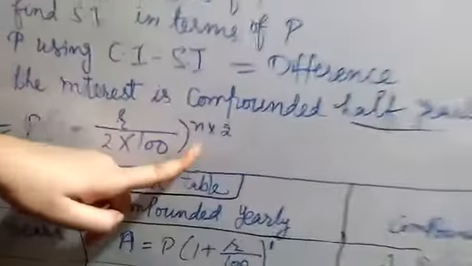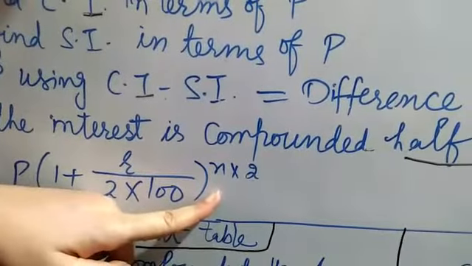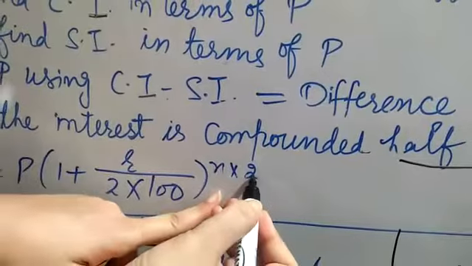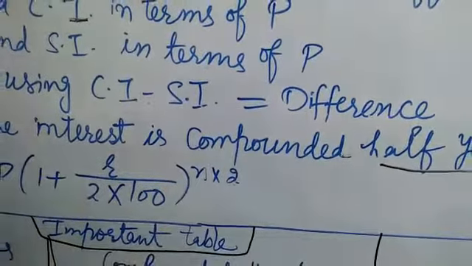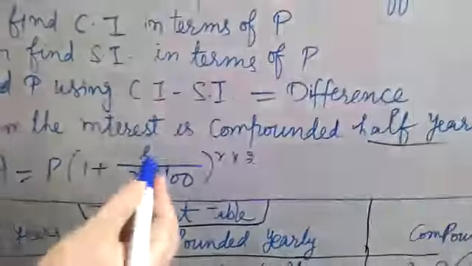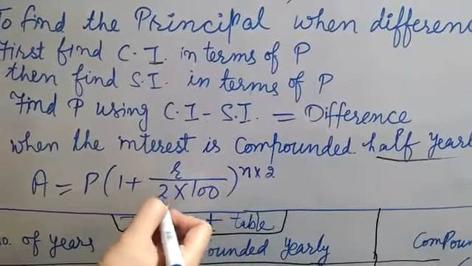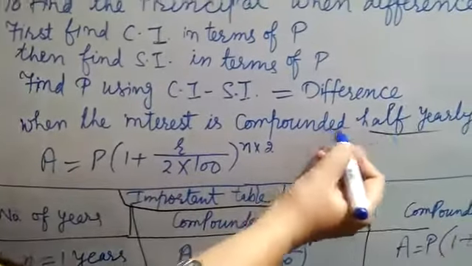Here we are taking n is equal to 1 year. And here n will be multiplied by 2 because in 1 year we have 2 halves. So n will be doubled and the rate will be half. N is doubled here and the rate is half. So you got this formula for the amount for compounded half yearly.